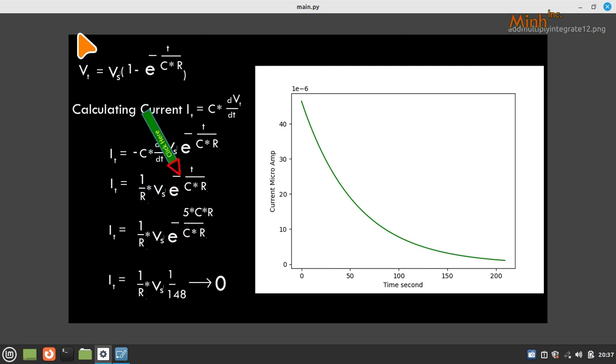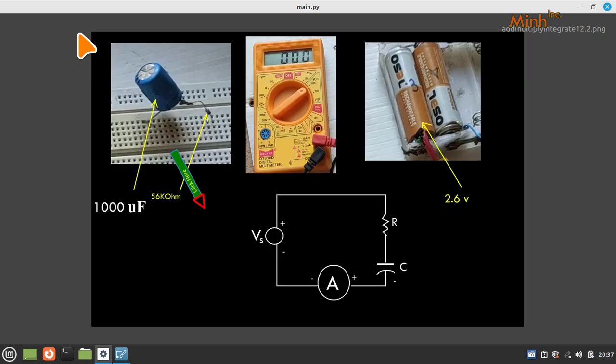So if I look at this equation closely, if I keep growing t, if it becomes 5 C into R, then it is almost 0. So that is called the time constant. It helps in finding the value of capacitance. Anyways, so now we have done the experiment.